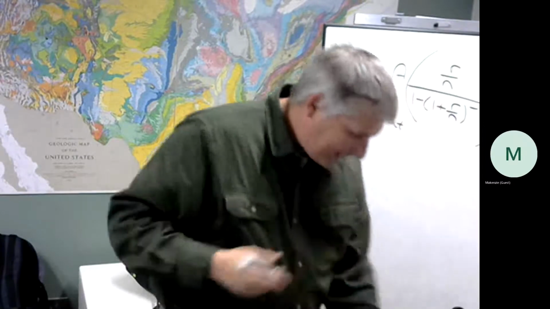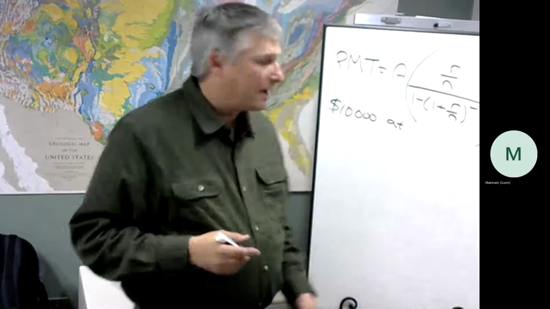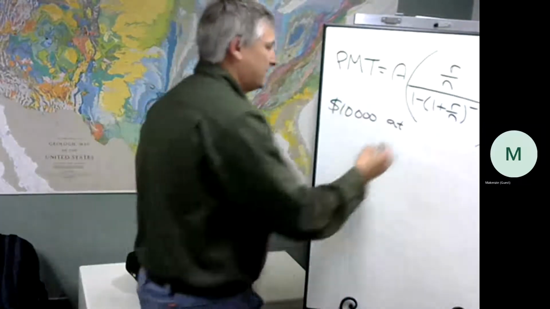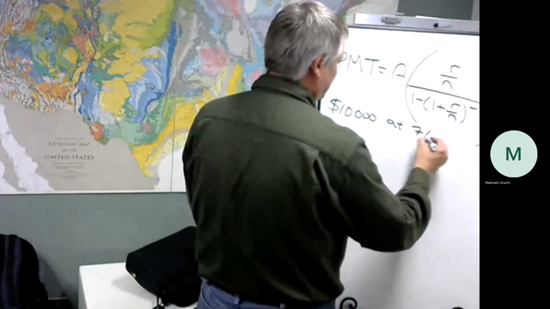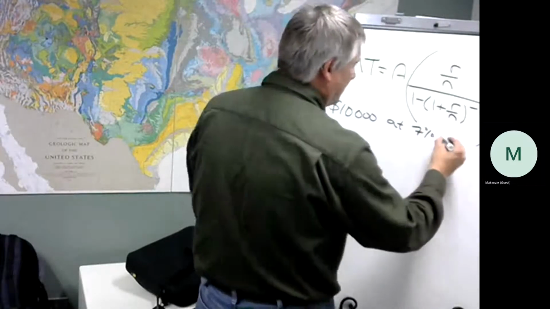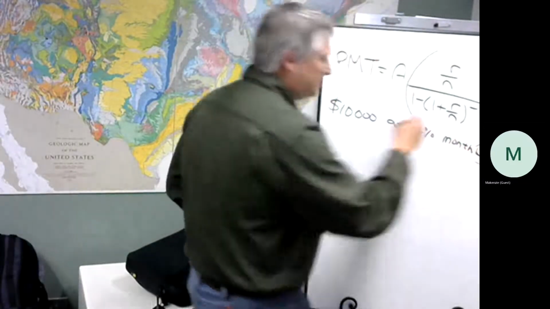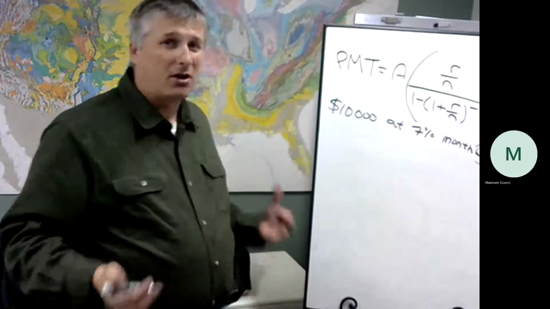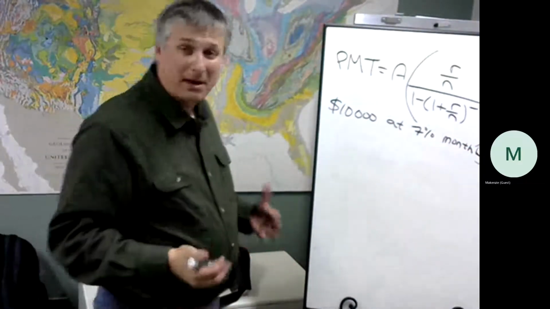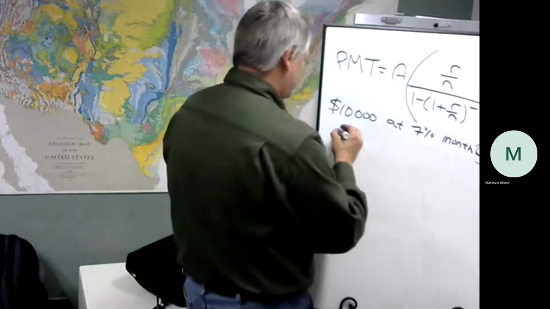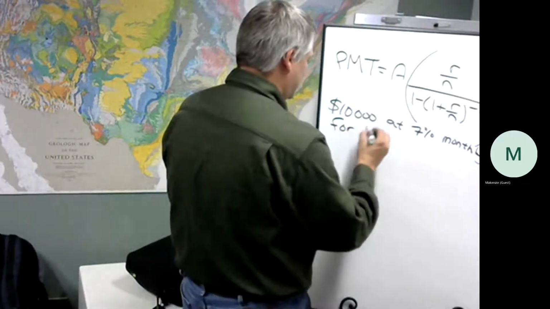So they might call it annual interest. They might just call it that. So let's say we have this, get it at, say, 7% monthly. So monthly, that means your N's going to be 12. That tells us how often it's compounded. So it's compounded monthly for 10 years.